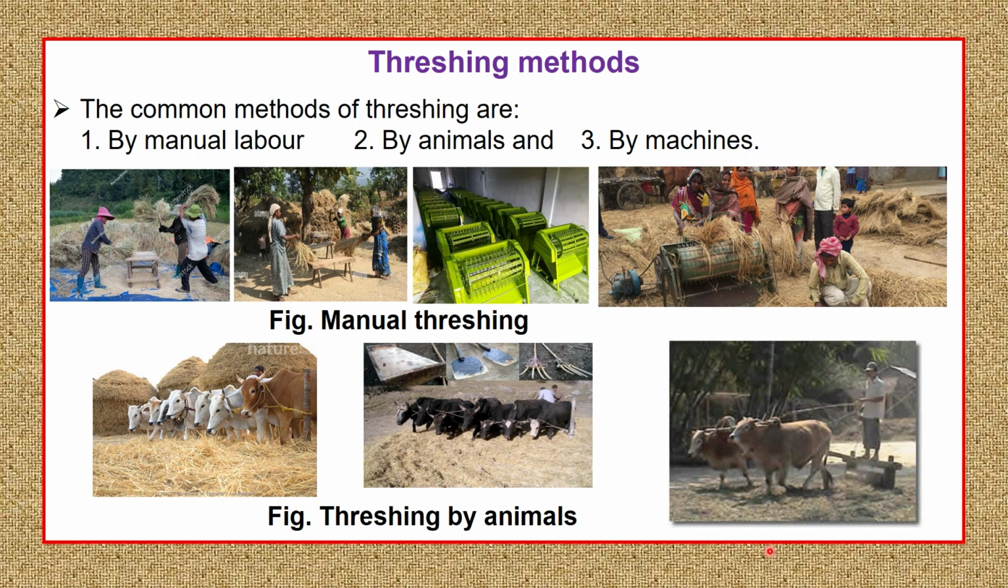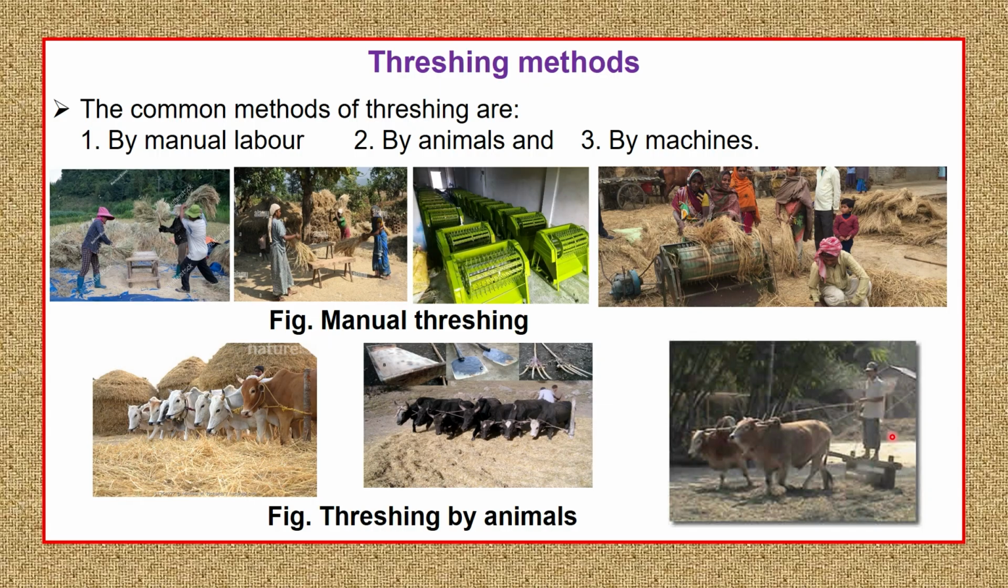And then later that detached grain will be at the lower layer, and the top threshed straw will be collected, and later the grains at the bottom layer will be collected, and they will be taken for further cleaning and all. And that's how, by using animals, the threshing will be accomplished.